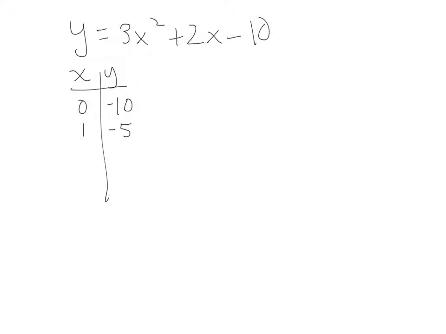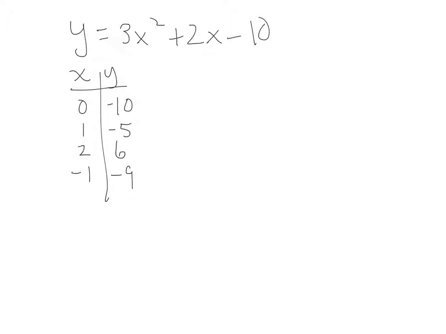I'm just doing this on the fly, so there could be some errors here, but hopefully this will all work out. So if we picked x equals 2, then we're going to get 3 times 4, which is 12, plus 4 is 16, minus 10 is going to be 6. And you should also pick some negative x values. So negative 1: negative 1 squared is 1, 3 times 1 is 3, plus 2 times negative 1, so that's going to be 3 minus 2 is 1, minus 10, which is going to be negative 9, and so on.